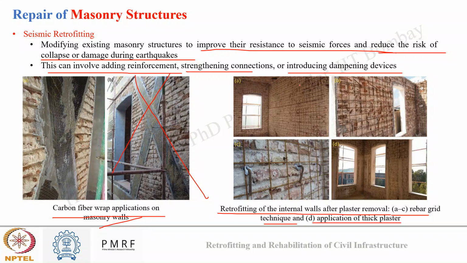So in this, what was done to increase the lateral strength of the masonry? A rebar grid was installed over the masonry walls, okay, and the plastering was made thicker. Now, what will this do? It will increase the load carrying capacity of the masonry, and as the load carrying capacity of the masonry increases, the stresses that are generated due to earthquake events will be reduced and my structure will be able to bear the seismic event.